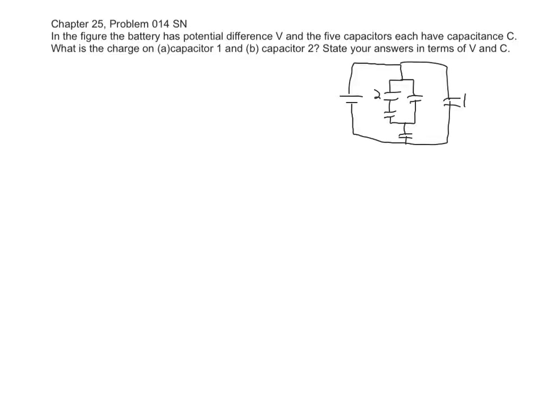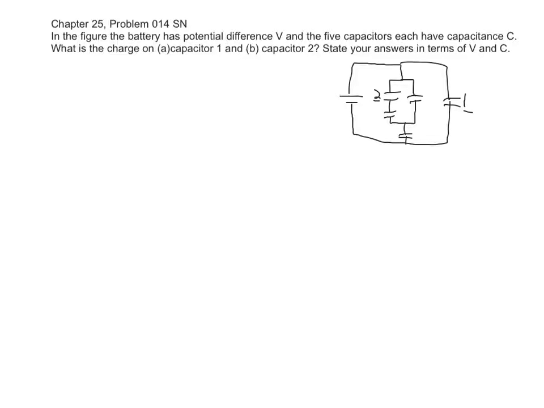Hey class, so a few people have asked for a couple pointers on problem number 14 SN, where I'm asking you to actually enter an equation rather than just numbers. It's asking you to determine what the charge on capacitor 1 is here and capacitor 2 is here, given the fact that each of the 5 capacitors all have the same capacitance.